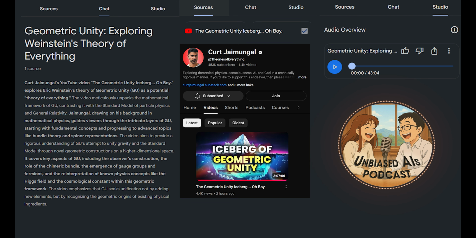Step 12. The inhomogeneous gauge group. Instead of directly using the standard model's gauge group, which is compact, GU uses a larger non-compact group. What's interesting, the maximal compact subgroup within this larger group contains the standard model group SU(3) x SU(2) x U(1). Powerful. It suggests the familiar standard model symmetries might arise naturally as part of a larger, more fundamental structure.